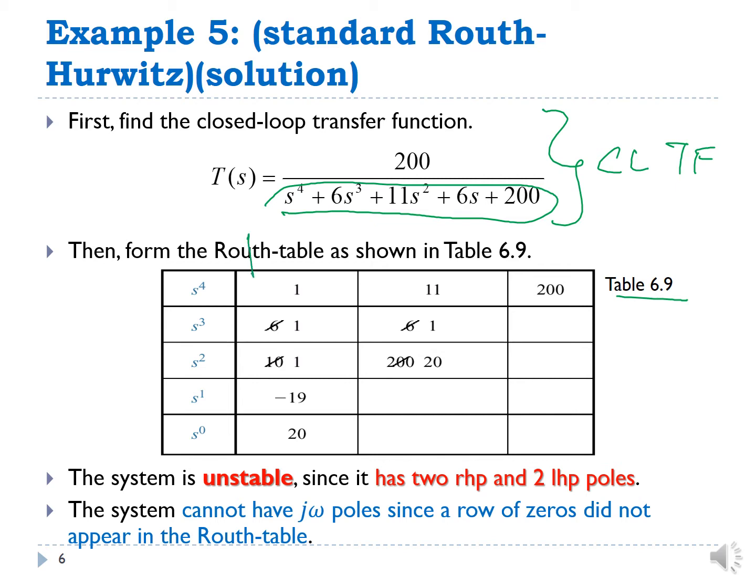Based on the first column of the table, there are two sign changes, from s power of 2 to s power of 1, and from s power of 1 to s power of 0. Therefore, the system has two right half plane poles. The remaining two poles are left half plane poles. The system cannot have j omega or imaginary poles since a row of zeros did not appear in the Routh table. The system has 4 poles since the highest power of the denominator of the transfer function is s power of 4.